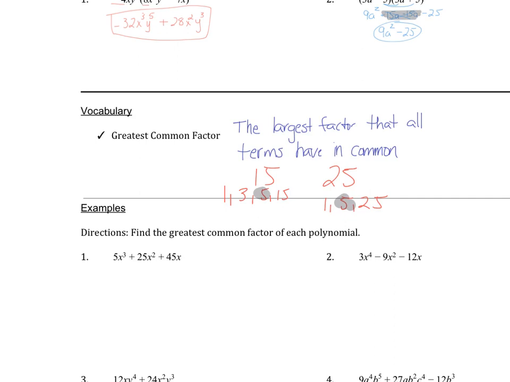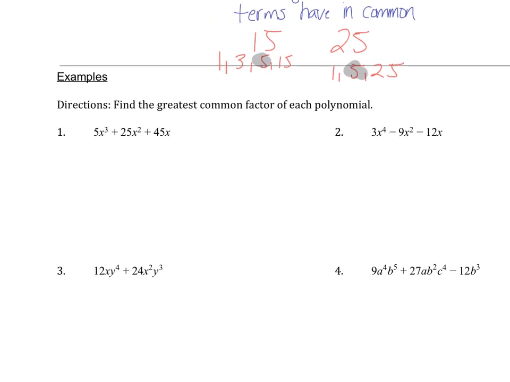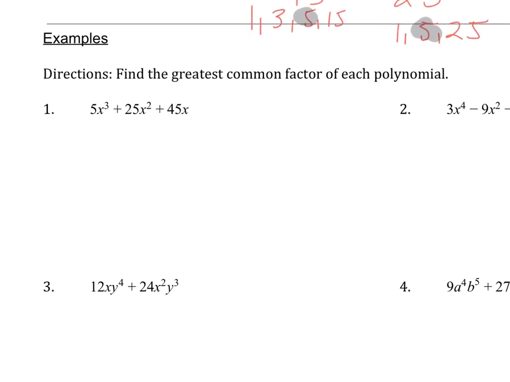Now we're just going to get a little bit more advanced with this and talk about greatest common factor, including variables. All right, so let's look at number 1, for example. So when I want to find the greatest common factor of this expression, I'm going to look at the numbers and the variables kind of separately. So let's look at our numbers first. So I want the greatest common factor of 5, 25, and 45. So I'll show you kind of the long explanation of this first, and then hopefully we'll get a little quicker with it as we go.